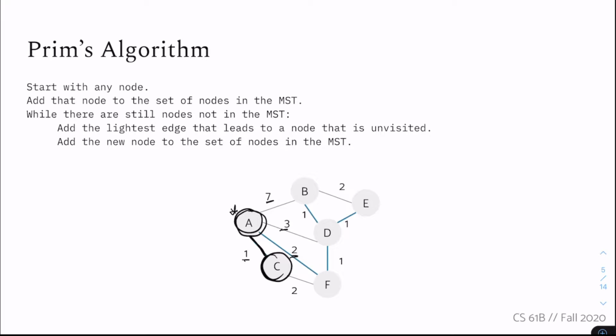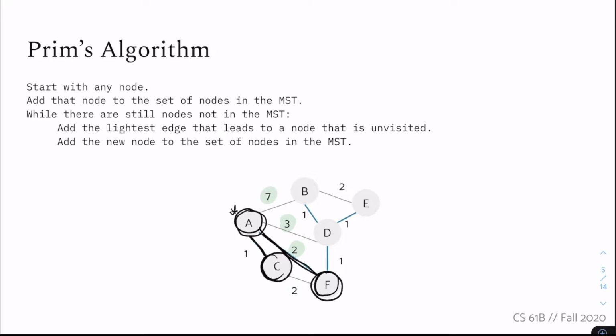Now we're going to look at all of the edges leaving the MST that we've created so far. So we're going to look at the edges of weight 7, of 3, of 2, and of 2. So we're looking at edges that are connected to C and to A in this case. And we're trying to find the smallest edge that leads to a node that's not already in the MST. We have 2 options like we had before. I'm just going to pick the top one, but again, both of the options lead to valid MSTs. So we're going to add F now.